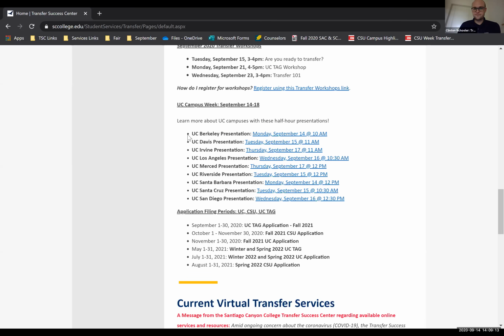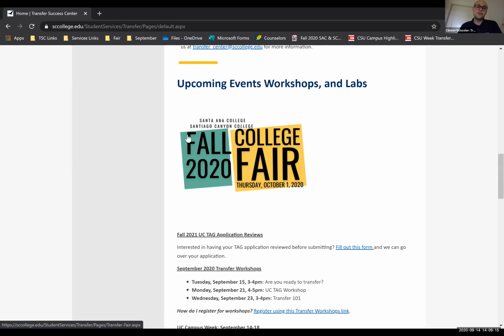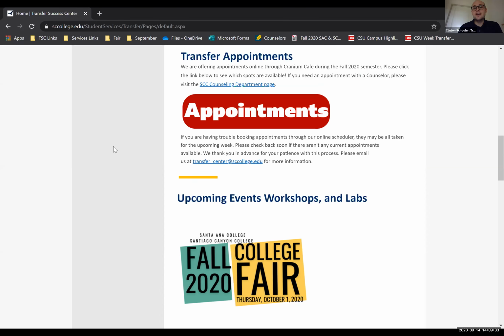If you're not sure on a school, but you want to learn more, another great opportunity to hear directly from the UCs. Something else that we have coming up on October 1st is our college fair. We're going to have 60 reps from different colleges. All the UCs will be in attendance. Most of the Cal States will be in attendance, and we have schools from as far as Alaska and Ohio coming. So that'll be a really cool event where you can get some more information on those schools.